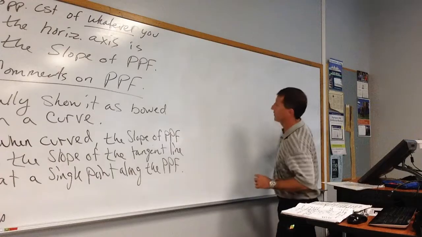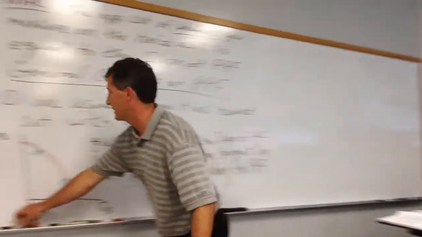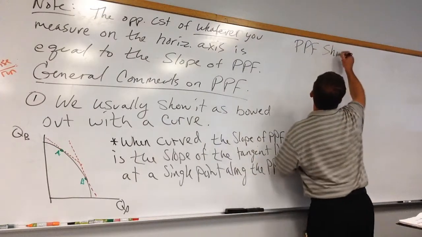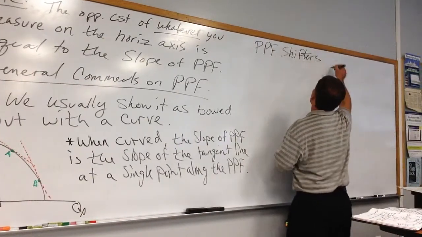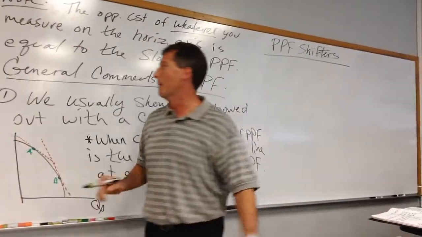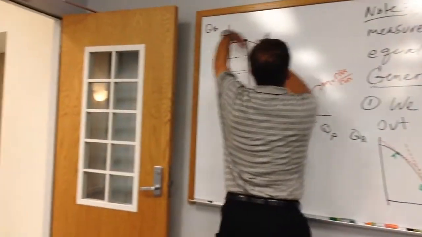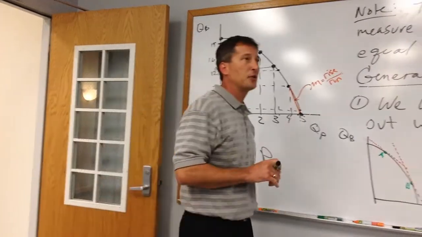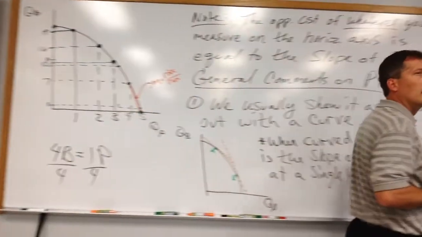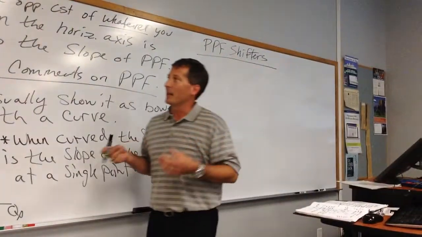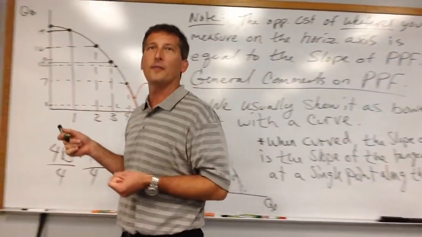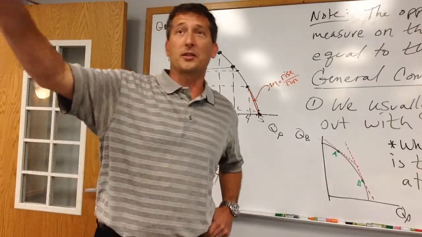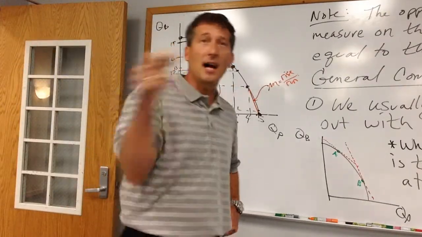All right, so next thing we need to look at is production possibility frontier shifters. What makes this thing move? What makes it go outward or change? PPF shifters. What's going to make this thing move off of its spot? More resources and new technology.